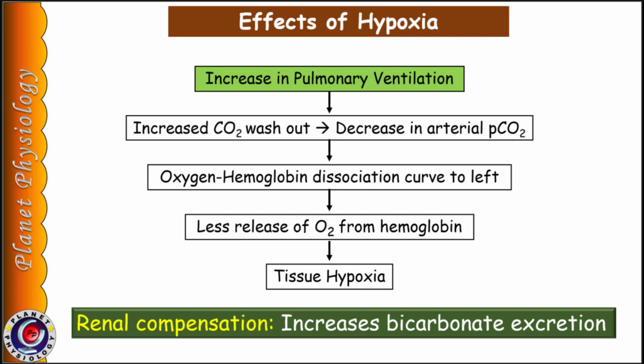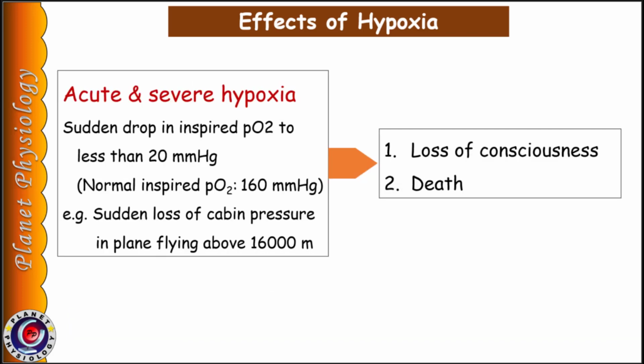When even the compensatory mechanisms fail, hypoxia develops and a person will show various clinical signs and symptoms. If there is an acute drop in inspired PO2 to less than 20 millimeters of mercury, it causes loss of consciousness in 10 to 20 seconds and death in 4 to 5 minutes. Such a tremendous and acute drop in PO2 can occur when cabin pressure is suddenly lost in a plane flying above 16,000 meters. Hypertension also occurs in case of severe hypoxia.